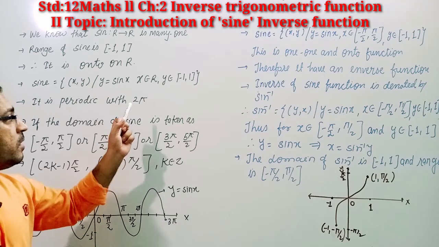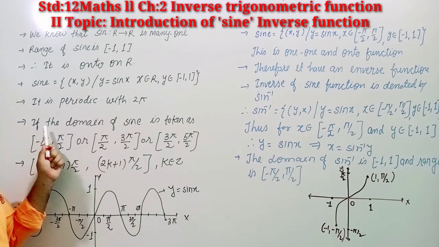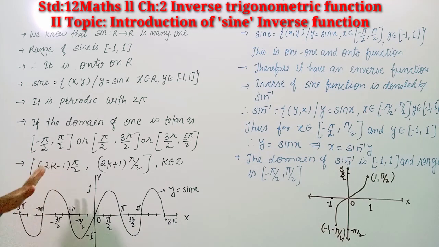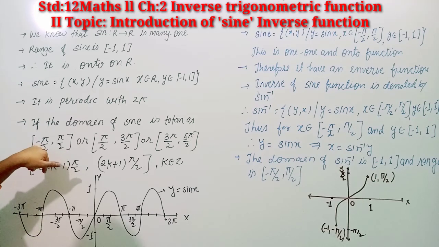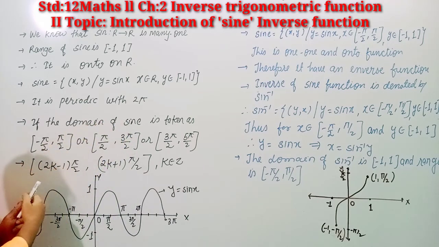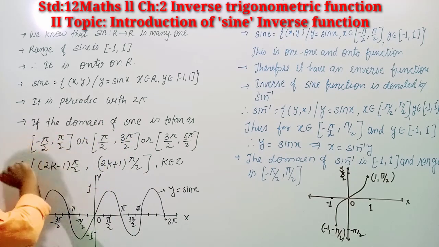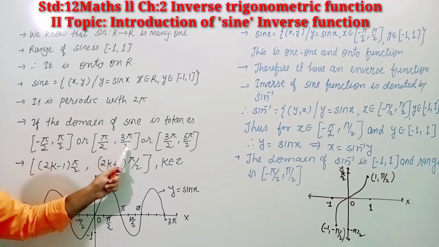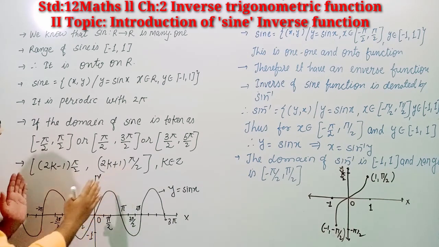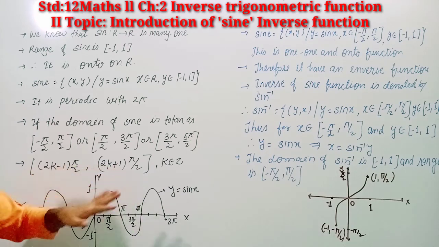If the domain of sine is taken, the domain being the component of an element, and this is the range, you have to take the value of x from minus pi by 2 to pi by 2, or pi by 2 to 3 pi by 2, or 3 pi by 2 to 5 pi by 2. So finally these can be written as (2k minus 1) pi by 2, which is the standard formula through which you can determine the domain of the sine function.